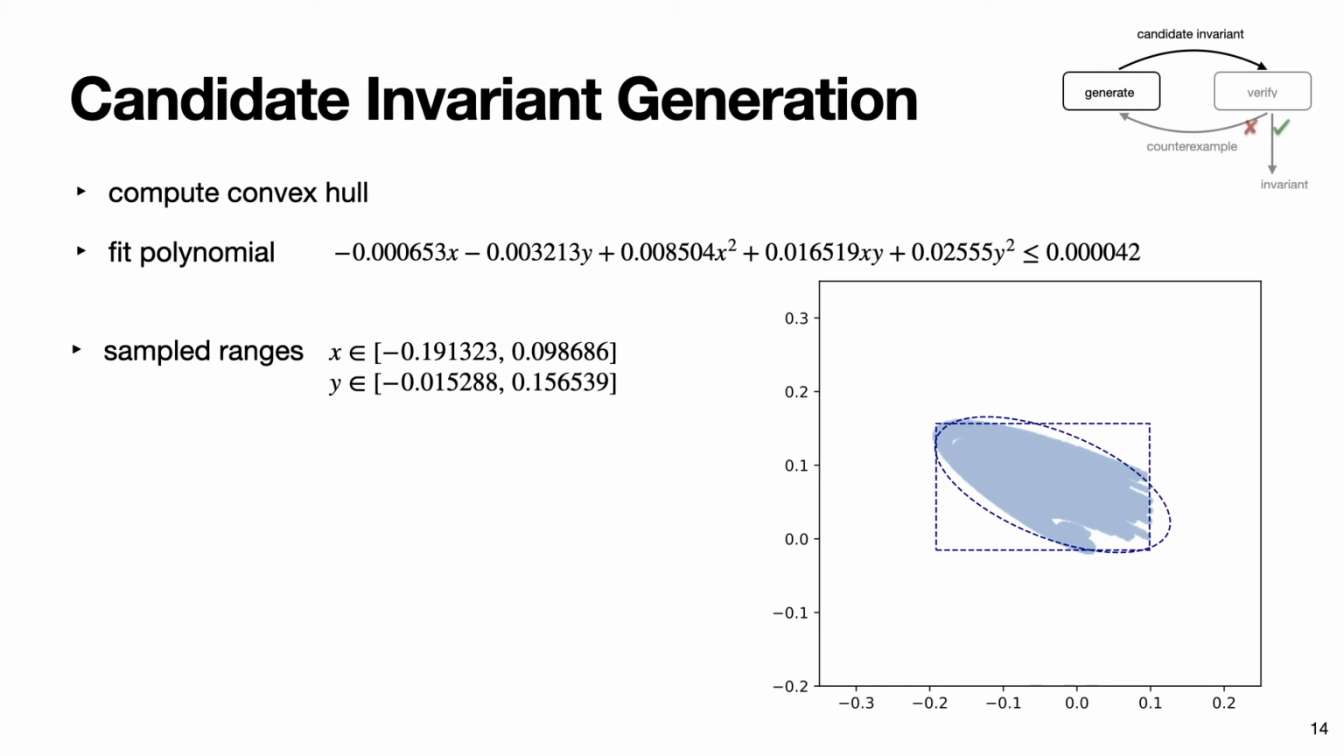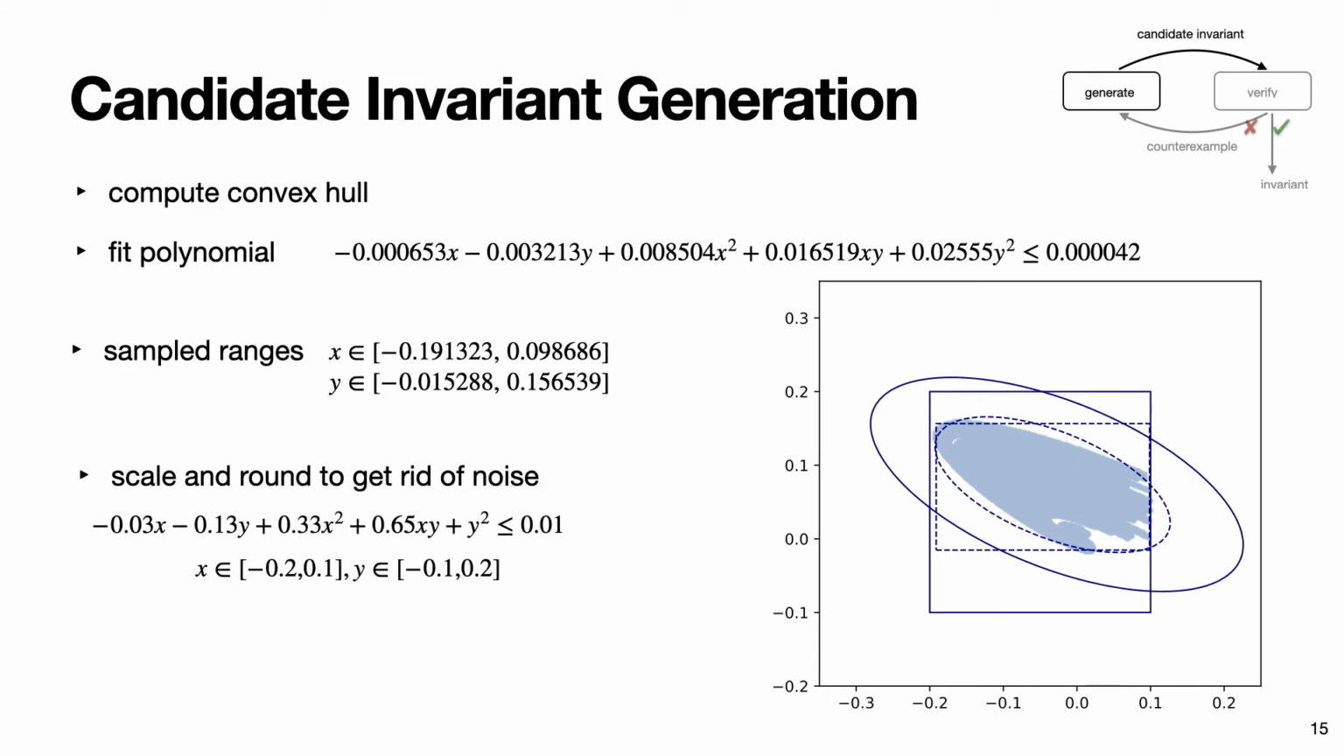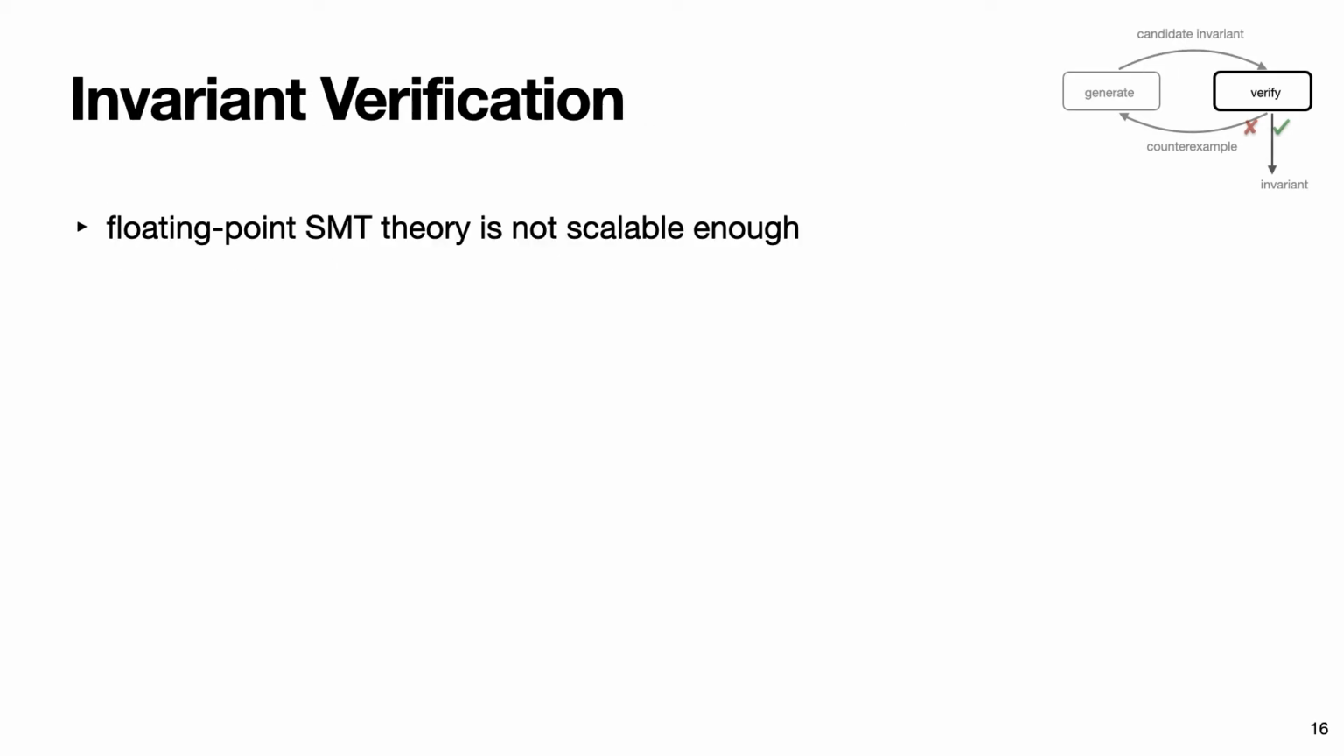The obtained polynomial is necessarily noisy. First, the fitting methods are themselves inaccurate, and here you can see on the picture on the right that some of the blue dots are not covered by the fitted ellipsoid. Secondly, the polynomial only considers a fraction of all possible loop iterations, so we want to include more iterations. To get rid of the noise, we scale and round the polynomial coefficients and do the same for the ranges, rounding outwards. Given the candidate invariant, we are coming to the verify step.